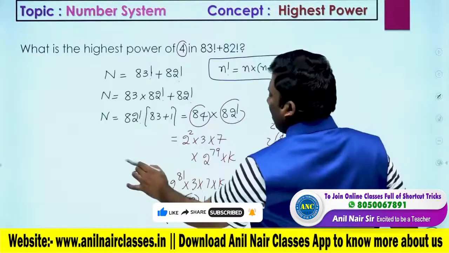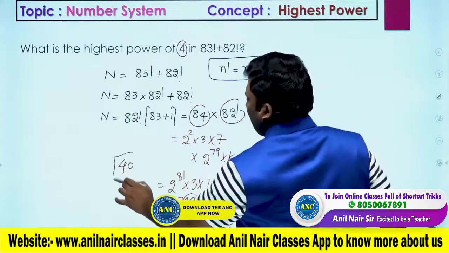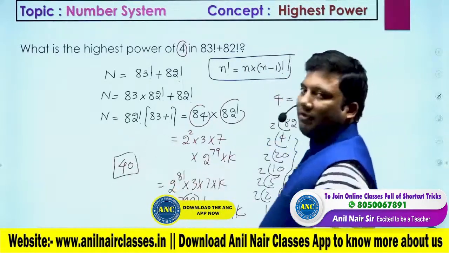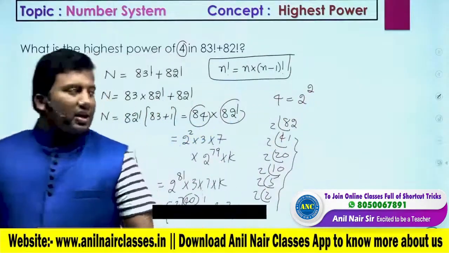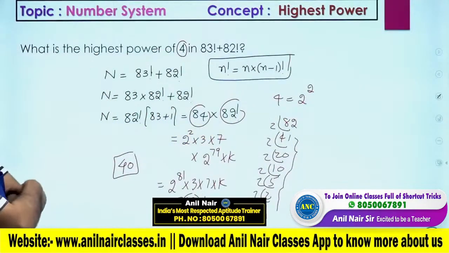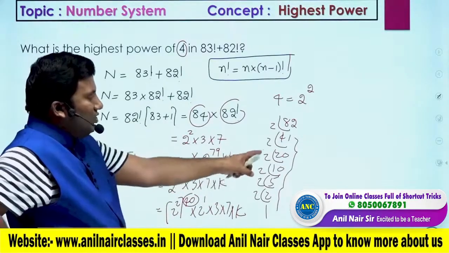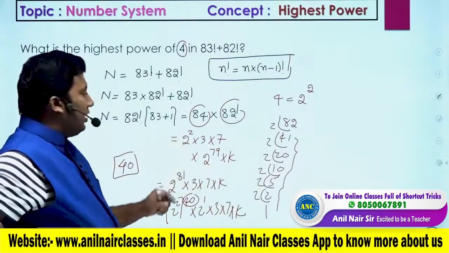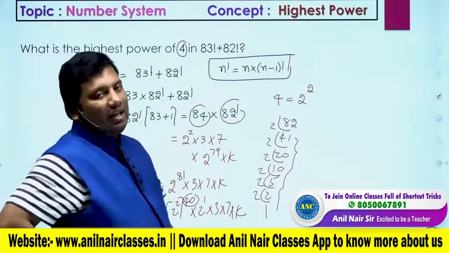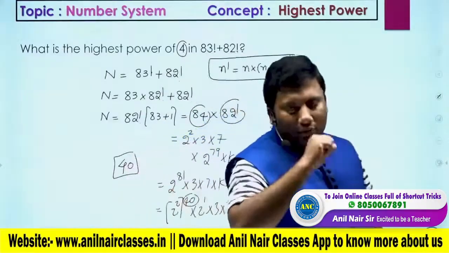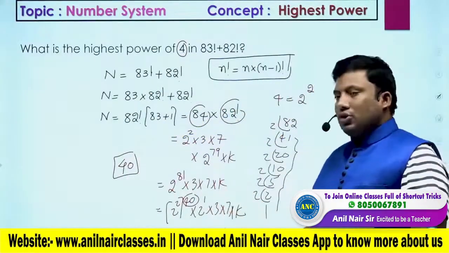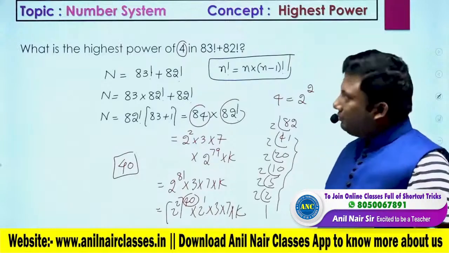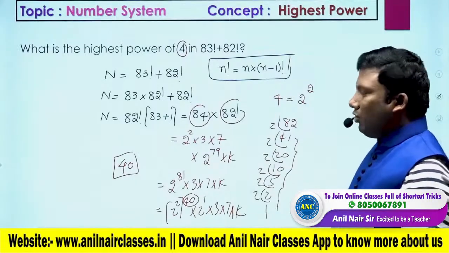The highest power of 4 in this value will be 40. I hope the idea is clear. 84 into 82 factorial. The highest power of 2 in 82 factorial will be 61, 71, 76, 78, 79. Outside, 2 square is there, so 81. 2 power 81 can be written as 2 square power 40 into 2 power 1. That is 4 power 40. The highest power of 4 will be 40.